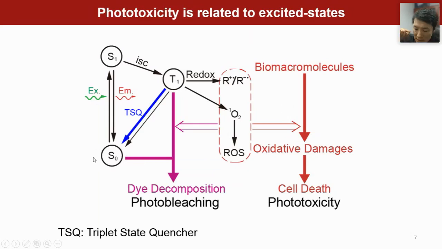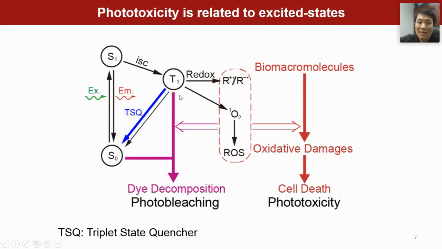A fluorophore used to stay at the ground state. When it's excited by light, it jumps to the excited state, S1. The S1 state can either give a photon, that's fluorescence, and jump back to the ground state, or it can undergo an unwanted intersystem crossing to the triplet state. The triplet state is actually a long-lived dark state, which does not contribute to fluorescence.